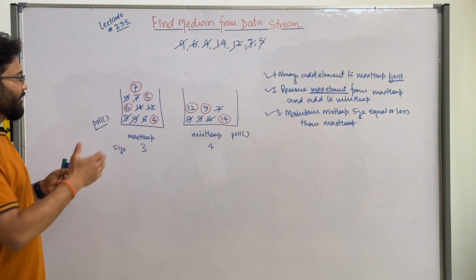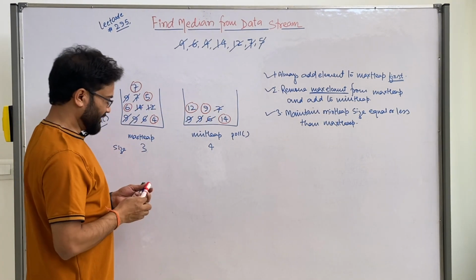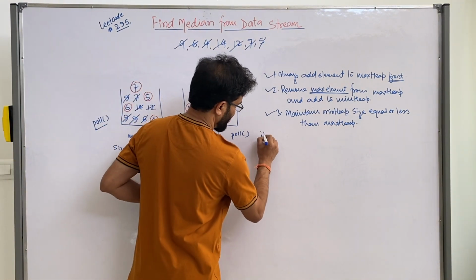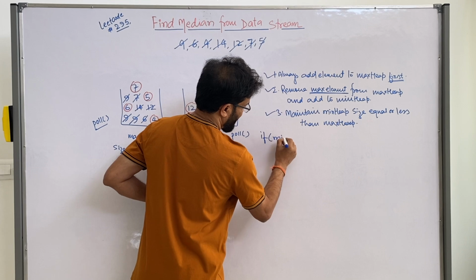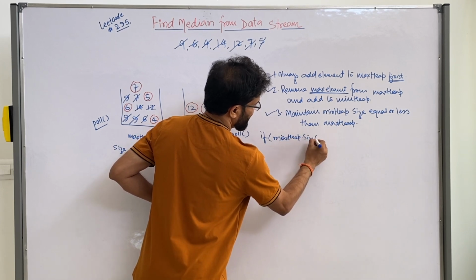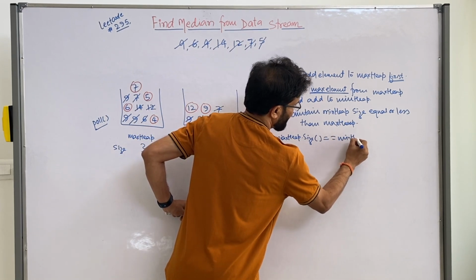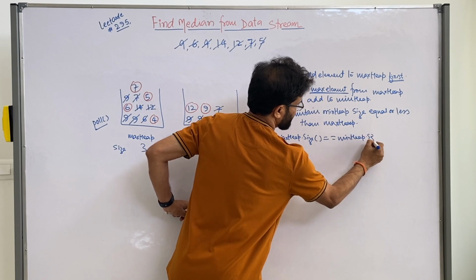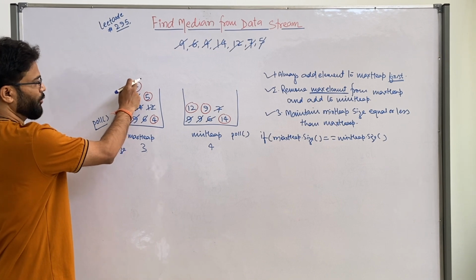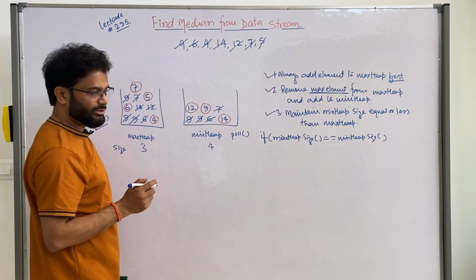If you see, all the small numbers came this side and all the greater numbers came this side. Now we have to check that size. If max heap size equals min heap size, then take the peek from here, the max from here and the min from here, and do the median.